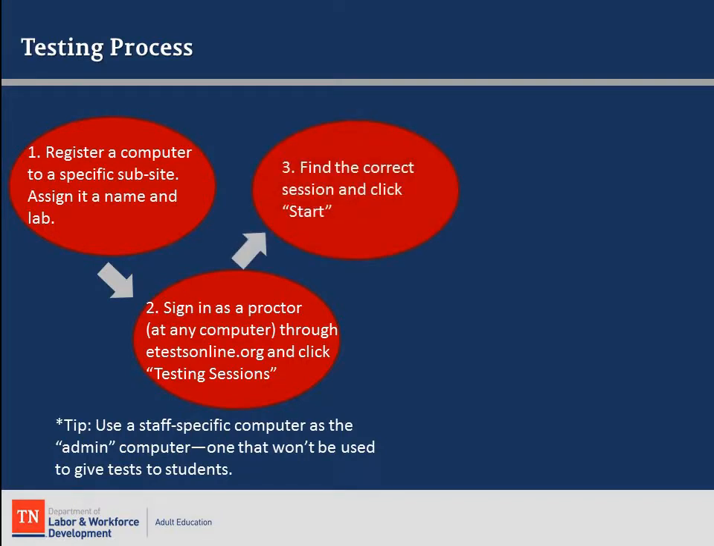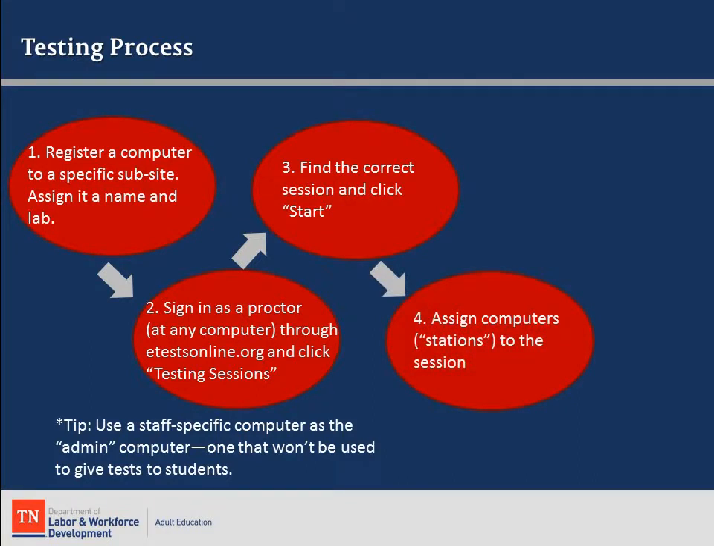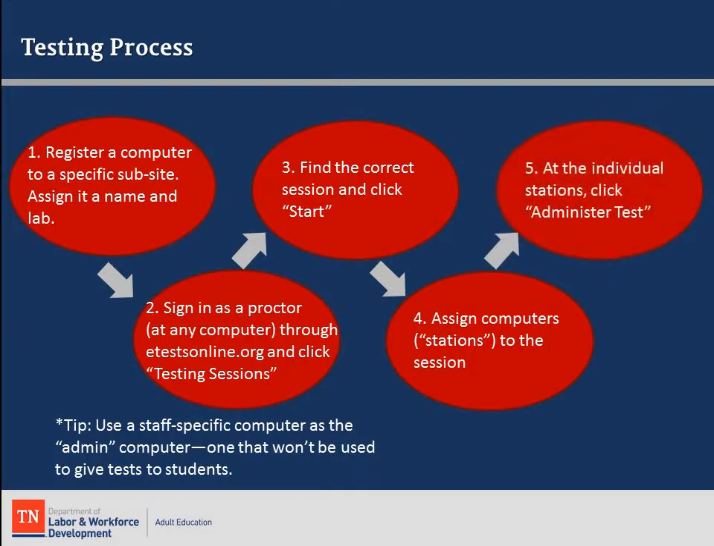The third step is to find the correct session, and then you click Start. Then assign computers or stations to the specific session that you just started. Finally, at the individual stations or computers, you go around to each of them, log in, and click Administer Test. And that's all there is to it. A final tip is that you can practice those last few steps of setting up sessions and assigning computers by using that practice testing session.